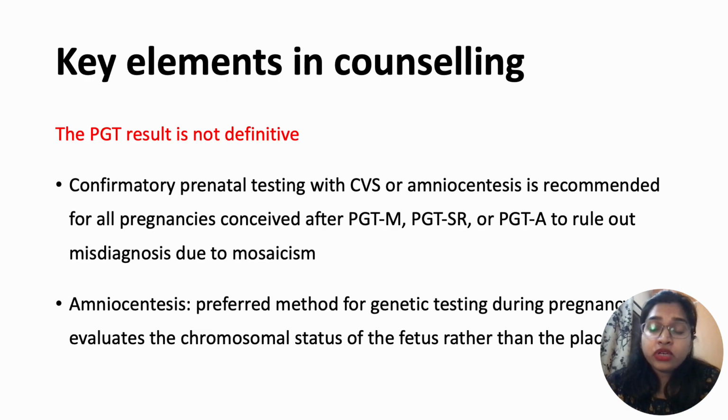Now, we have to tell the patient that PGT results are not definitive, and even after doing PGT and transferring euploid embryos, confirmatory prenatal testing with CVS or amniocentesis is recommended for all the pregnancies conceived after PGT-M, SR or PGT-A to rule out misdiagnosis due to mosaicism. And among them, amniocentesis is the preferred method for genetic testing during pregnancy because it evaluates the chromosomal status of the fetus rather than the placenta.